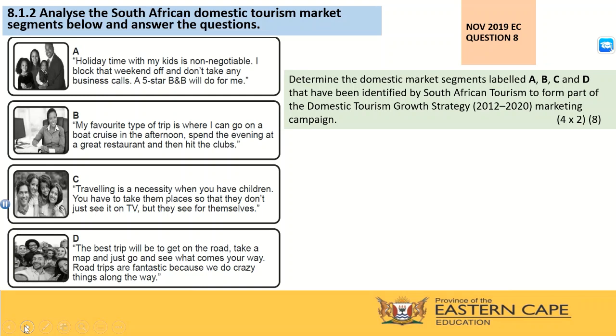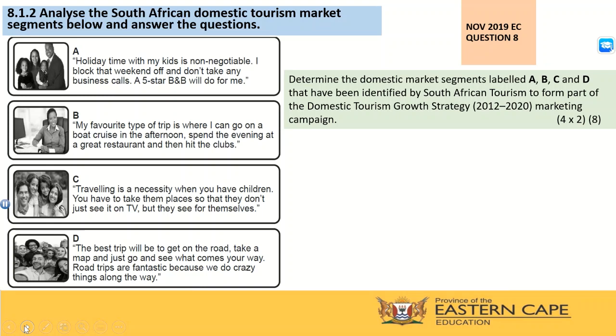The second domestic tourism market segment on the screen is B. You will see there is a black young lady, and her favorite trip is where she can go on a boat cruise, then spend the evening in a restaurant, and after that hit the clubs. So that young lady can obviously afford to do those activities financially, but she's also somebody who likes to do a variety of things, and I would suggest that she's probably a mover and a shaker, as I mentioned earlier.